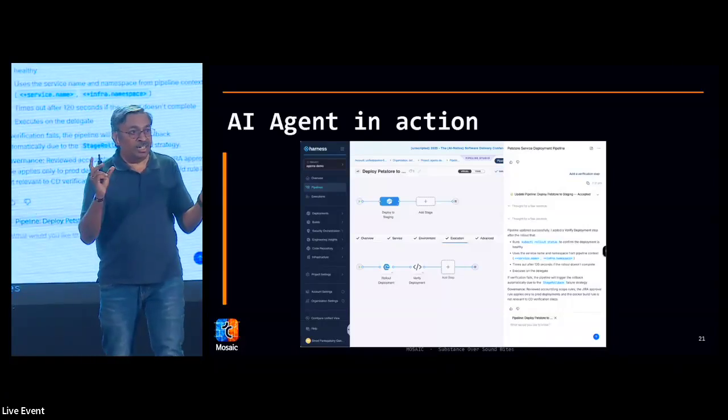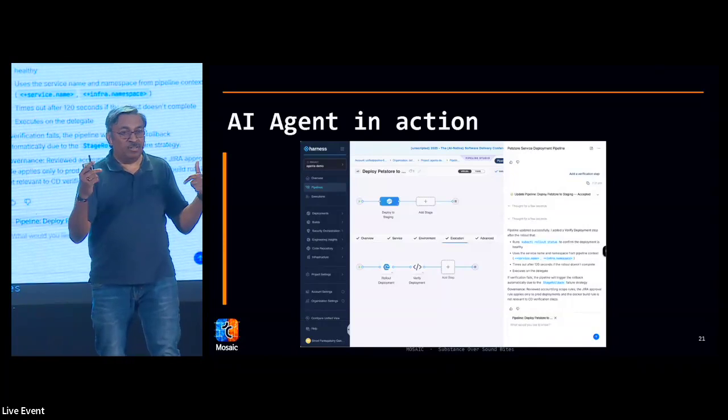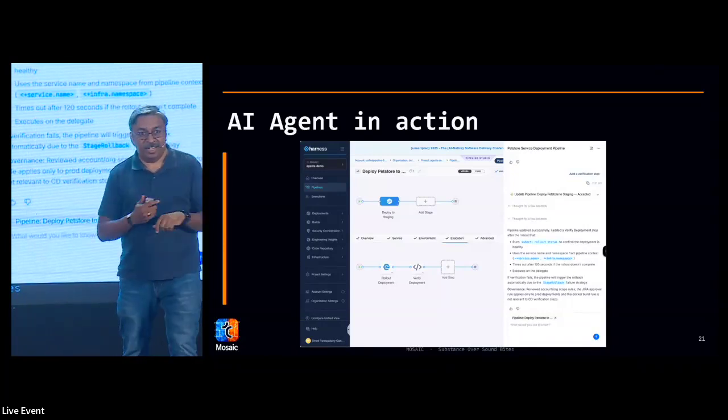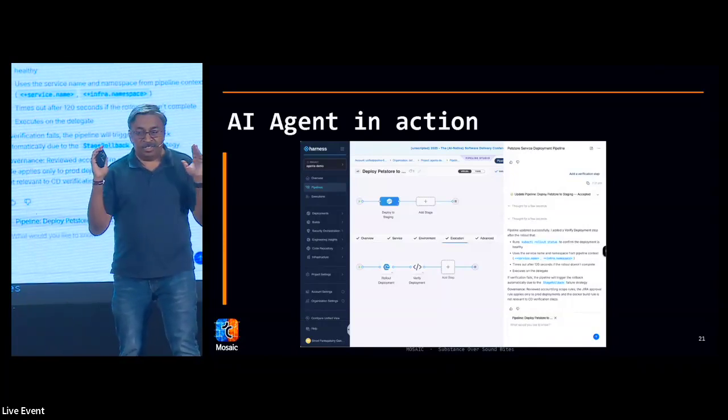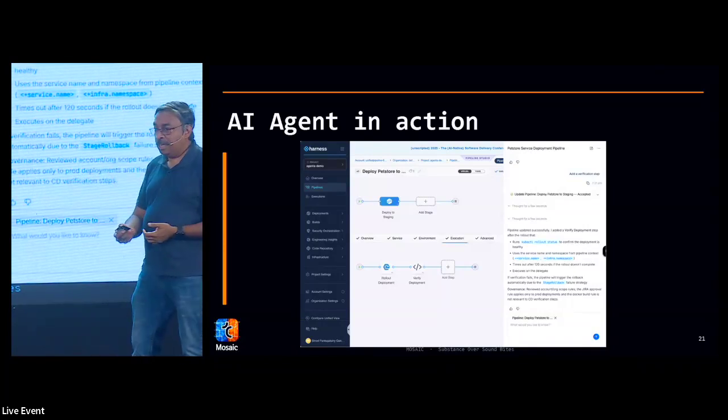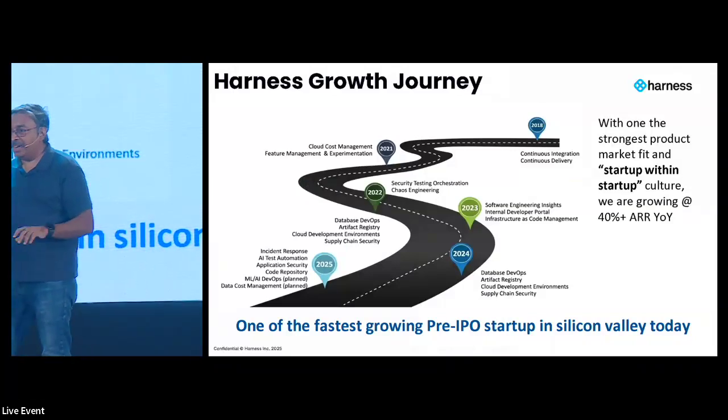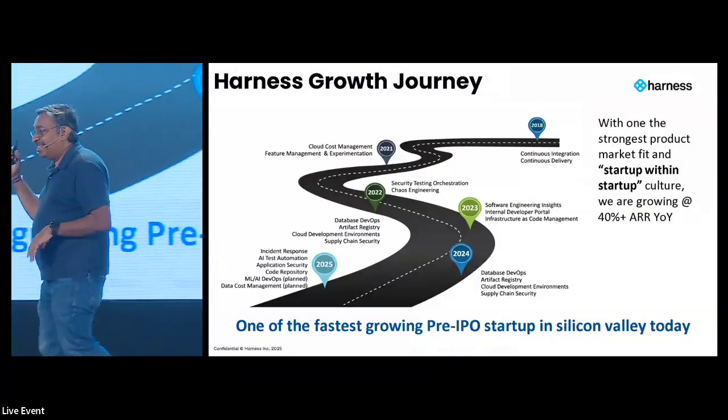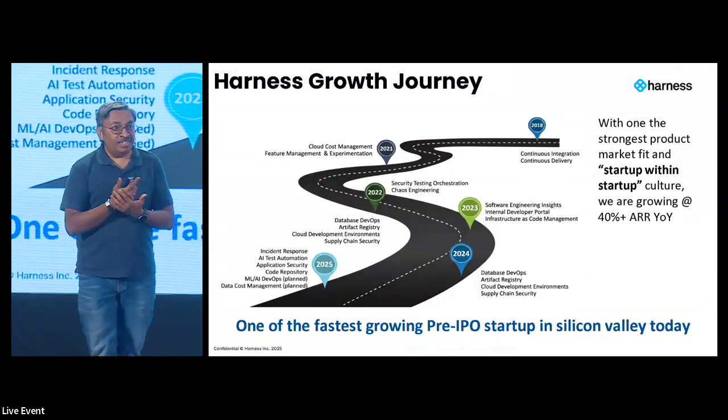There are two key parts that get the delivery platform together. One is the pipeline. The second is the data fabric that is powering the platform. So that's the final slide. I can take questions.